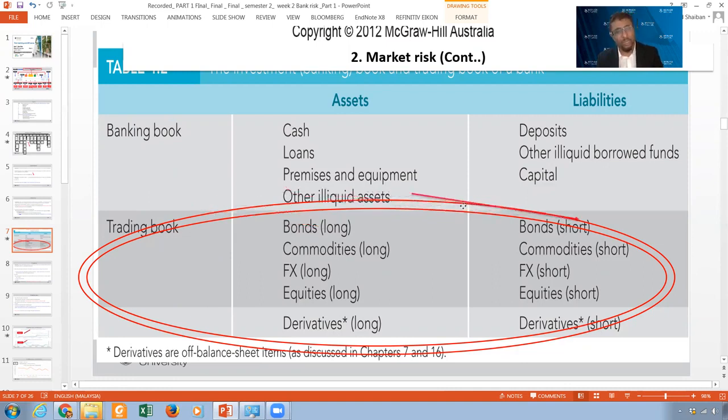Now, we can have the same thing but going short, which means the prices now are high and you expect the prices to drop in the future, maybe for some of those bonds, commodities, foreign exchange currencies, equities, whatever. The prices are actually high and you expect the prices to go down in the future.